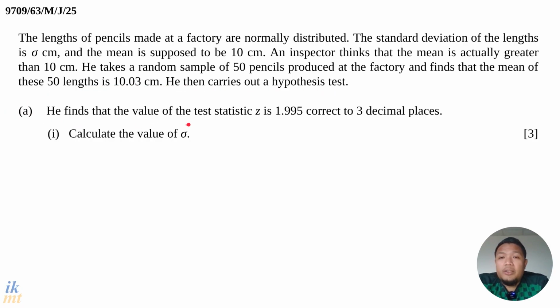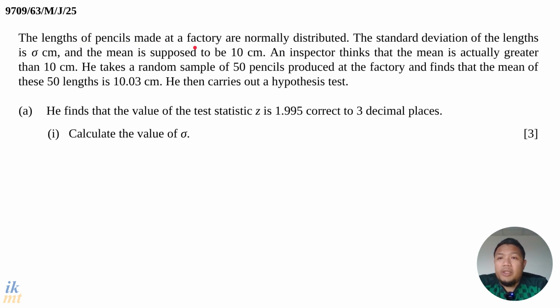All right, question A. He finds that the value of the test statistic Z is 1.995, correct to 3 decimal places. Calculate the value of sigma. All right, so here what we want to be able to do is find this standard deviation, the value of the standard deviation for this normally distributed lengths of pencils made at a factory.